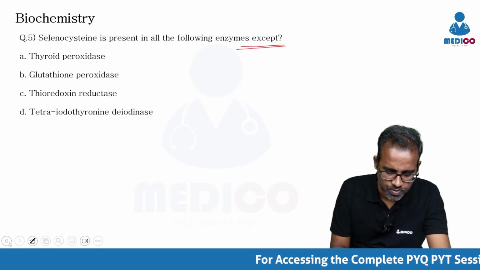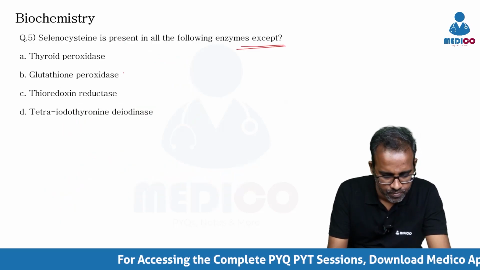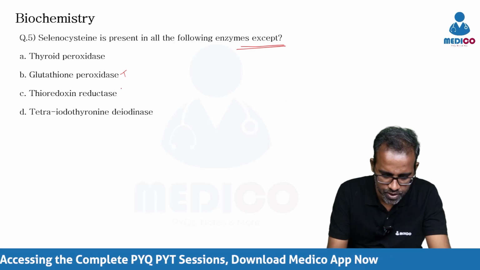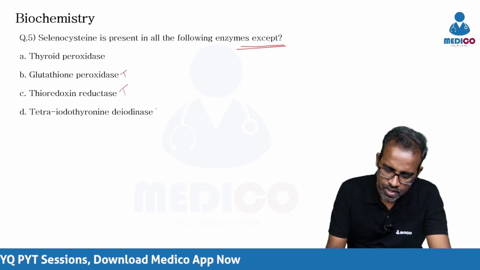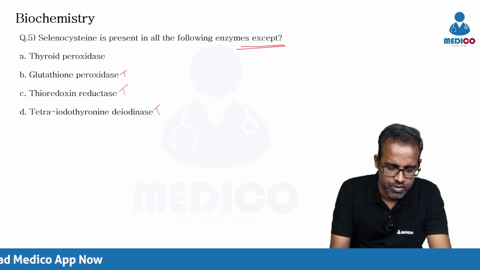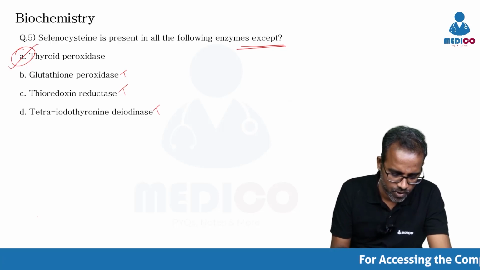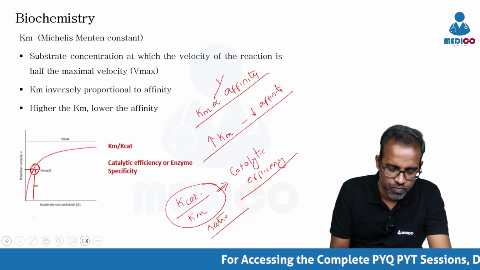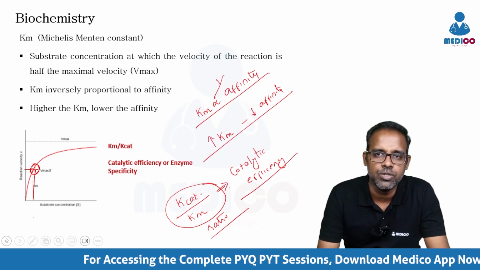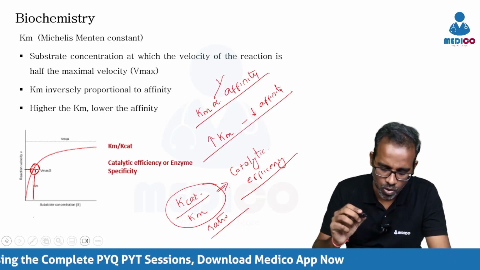With this, we'll try to answer this question. It is present in glutathione peroxidase, thioredoxin reductase, and deiodinase. It is not present in thyroid peroxidase. What is the function of thyroid peroxidase? Thyroid peroxidase is responsible for organification of iodide and the formation of T3 and T4 in the thyroid gland and the colloid.